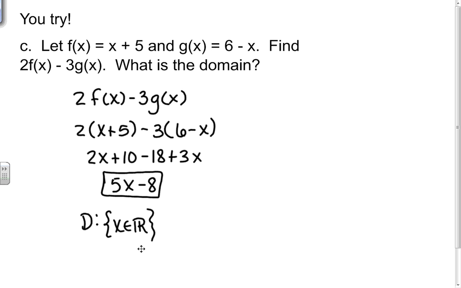For the second you try it, all you need to do is 2 times the f function minus 3 times the g. Pretty straightforward. Combine like terms and clean it up, and there are no restrictions on the domain.